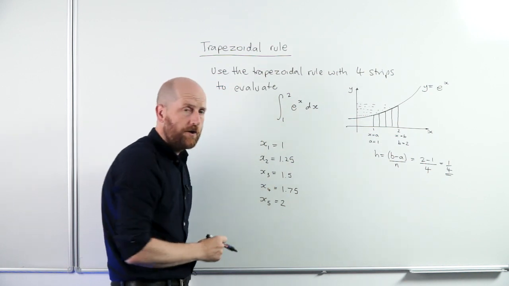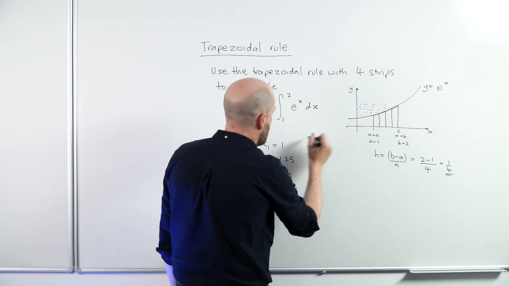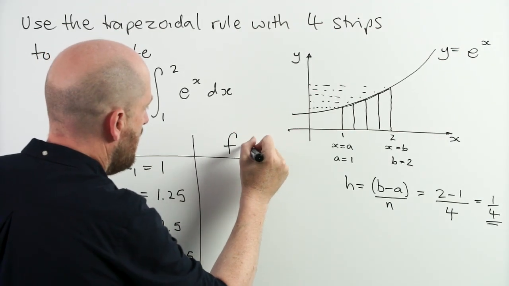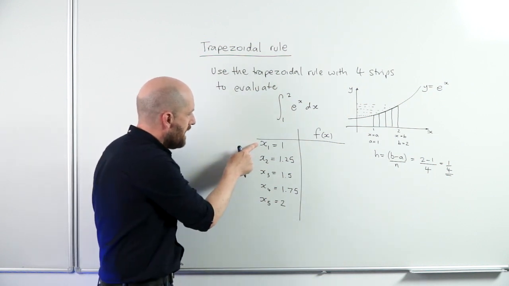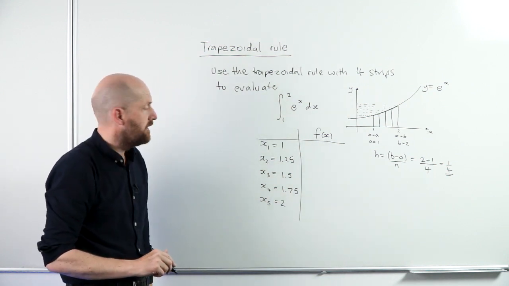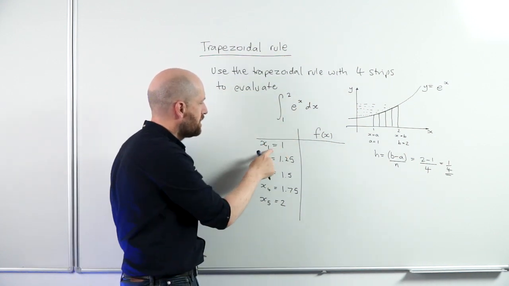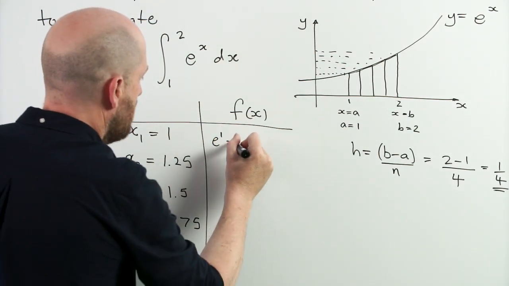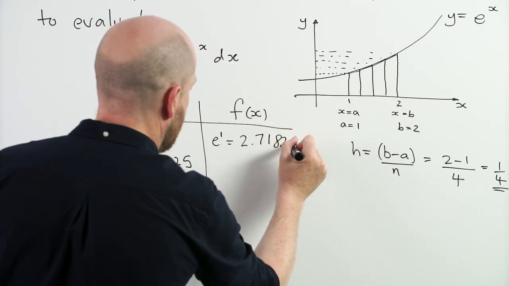For each of these values, I'm now going to work out the function evaluated at those values. So I'm going to form a little table where I evaluate f of x. Let's just do the end points first and then do the middle points. I want f evaluated at x1 equals 1. All I do is take e to the x and substitute x equals 1. So this is e to the 1, which numerically is 2.718282.